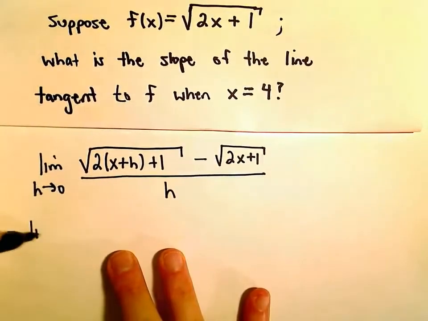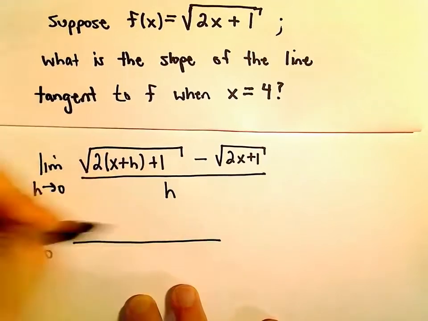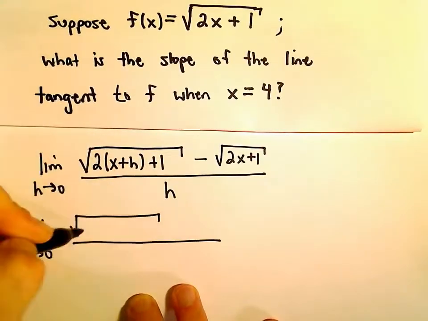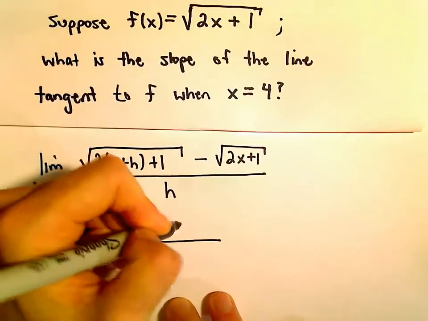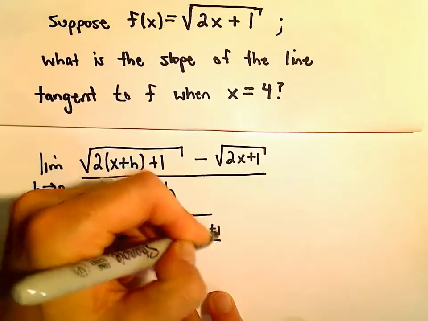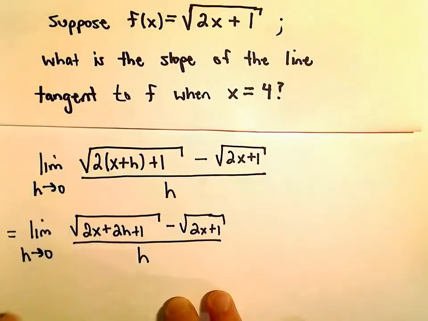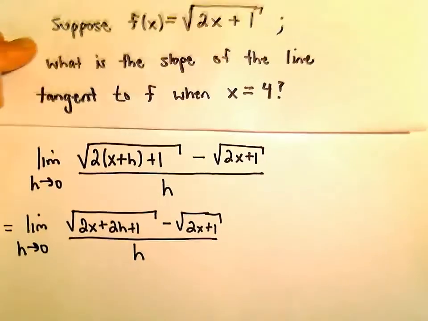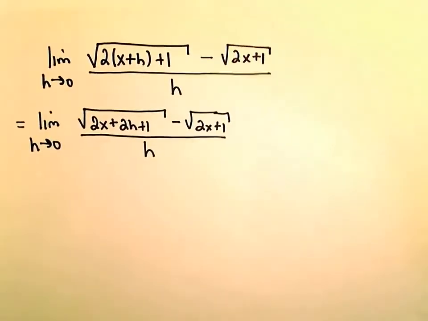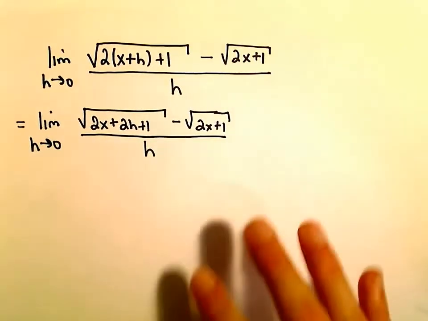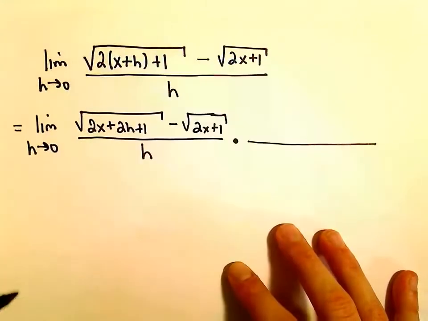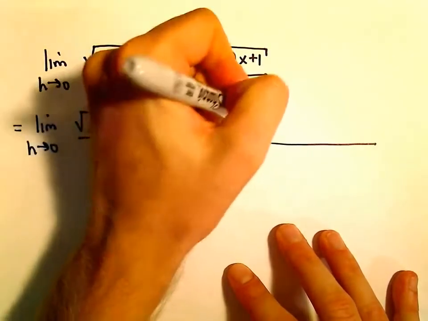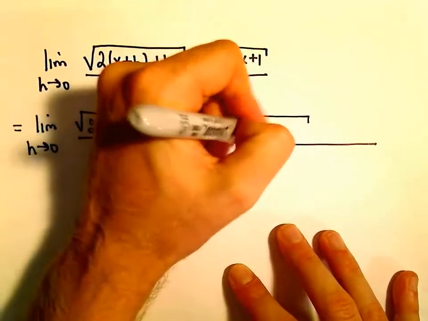What we're going to do next is just simplify. I'm going to distribute underneath the radical. So we would get the square root of 2x plus 2h plus 1 minus the square root of 2x plus 1, all over h. I think we've seen some limit problems like this with radicals. A lot of times the trick is to multiply by the conjugate, and that's exactly what we're going to do here. We leave everything underneath the square roots just like it was.